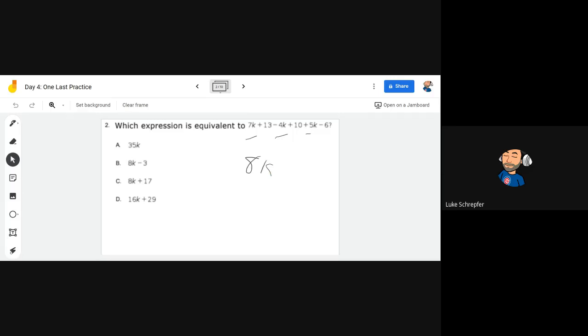Now, we combine the other terms. So 13 plus 10 is 23. 23 minus 6 is 17. So the answer to number 2 is C.